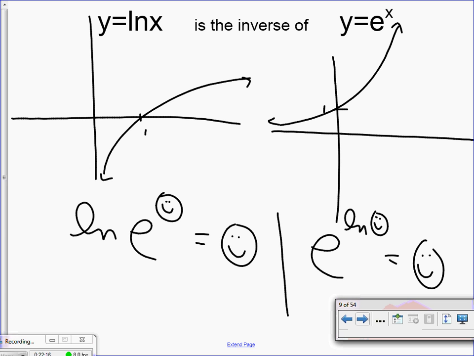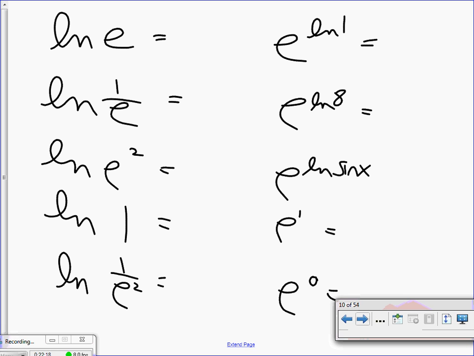Okay, so let's simplify a little bit with these. What is the ln of e? 1, because that's the ln of e to the first, so that's 1. What's the ln of 1 over e? Negative 1, because that's the ln of e to the negative 1. What's the ln of e squared? 2, right?